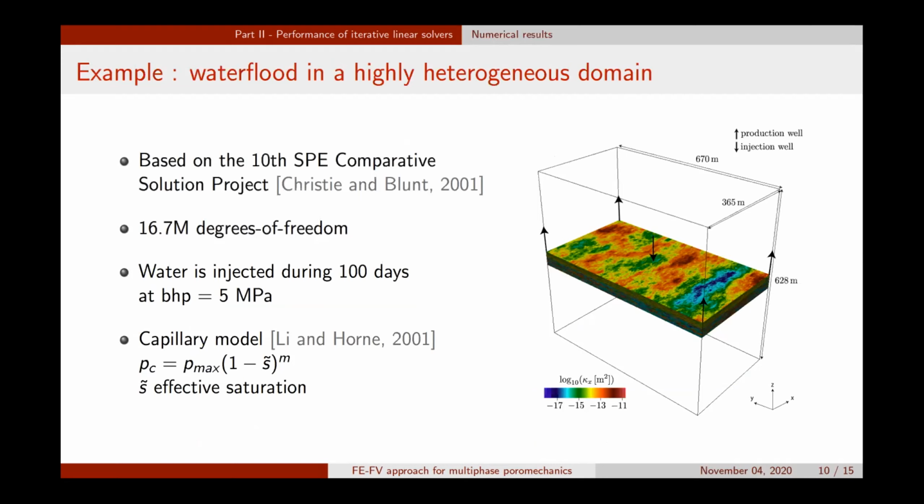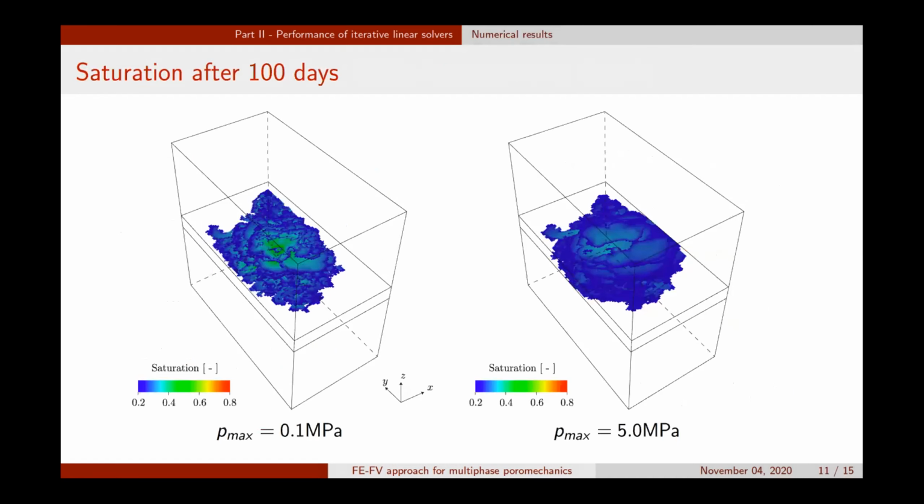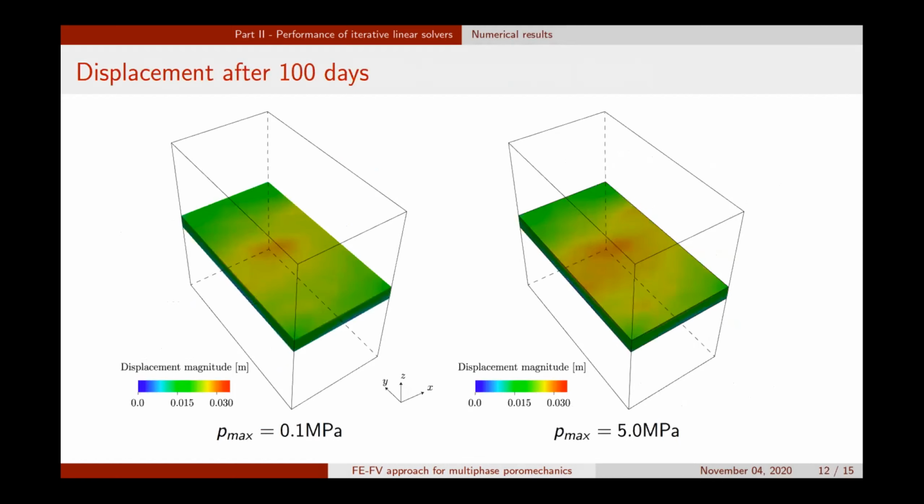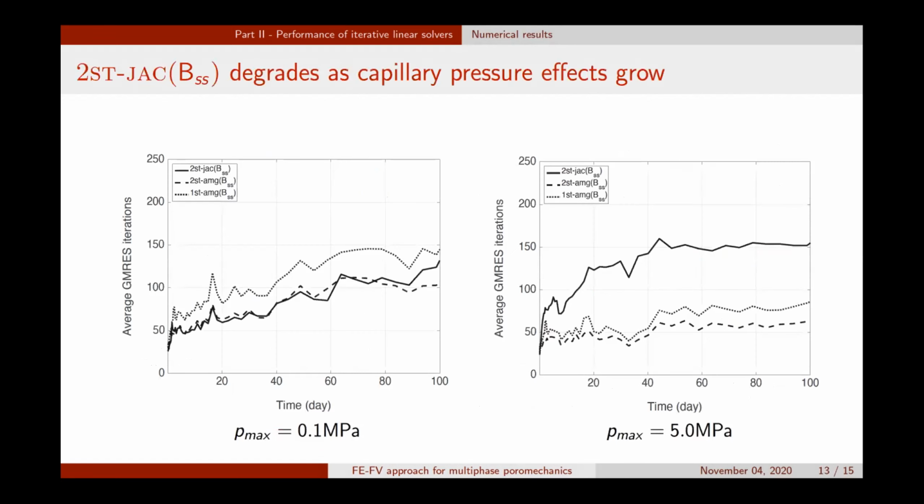So we run that simulation for several cases where we only change the capillary model, which has this form here. We can see that as this Pmax grows, the diffusion of saturation variables will also grow. And so here are our results. We can see here for a larger Pmax how we have a more diffusive saturation variable, and this will influence our displacements. But what we are interested in is how our iterative linear solver performs.